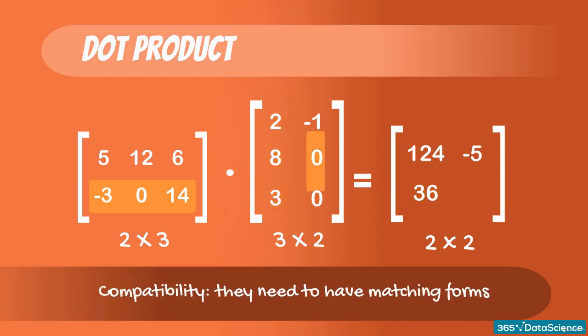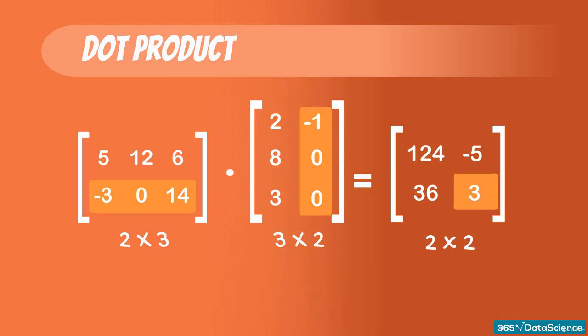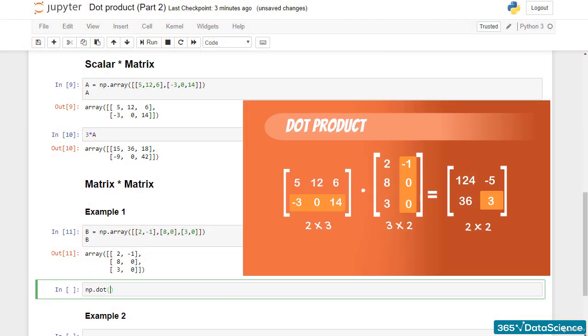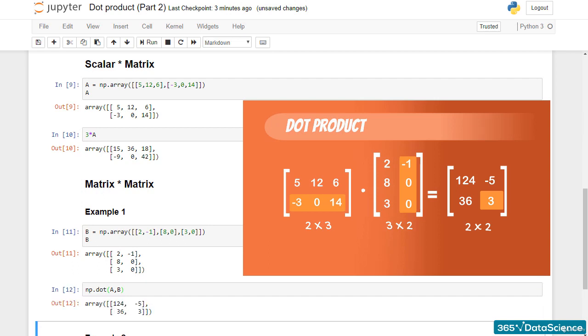Finally, we find the last dot product. We get 3, and the product matrix has been found. Great! In terms of code, things are very simple. We use the method np.dot and the two matrices and immediately get the result.